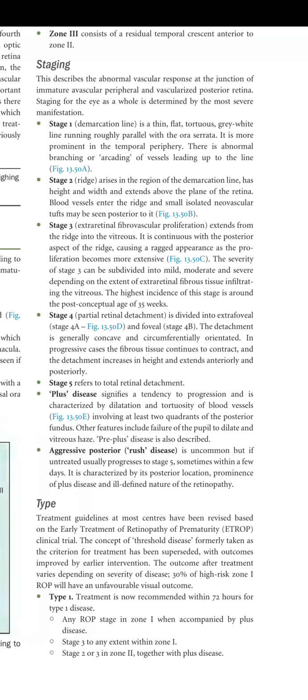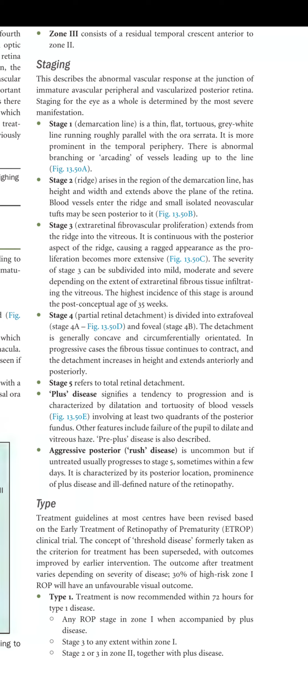Stage 2: a ridge arises in the region of the demarcation line, has height and width, and extends above the plane of the retina. So basically the demarcation line has a ridge which extends above the plane of the retina. Blood vessels enter the ridge, and small isolated neovascular tufts may be seen posterior to it.